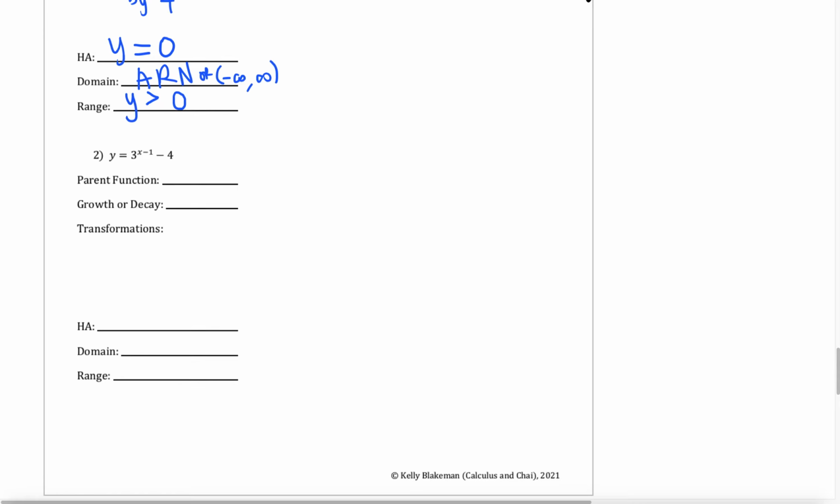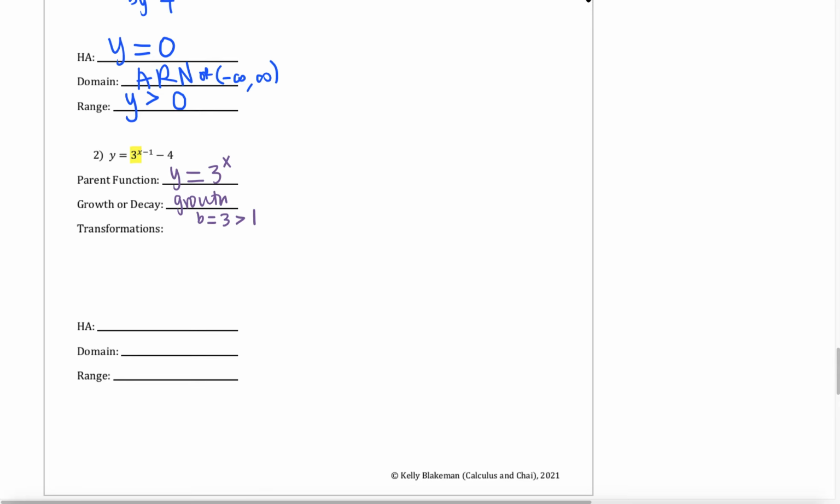So our parent function, remember, is that b to the x. So in this case, my base is 3. So I'm going to end up with y equals 3 to the x as my parent function. Now, will that be an exponential growth or decay graph? So in this case, the parent function is still an exponential growth, and that's happening because that base, which is 3, is bigger than 1.